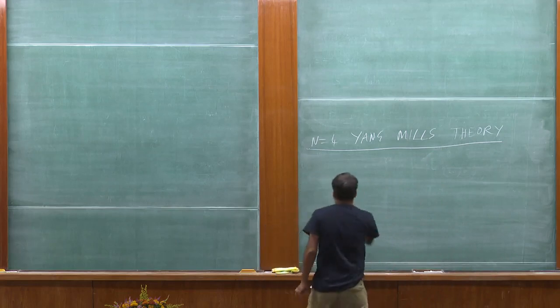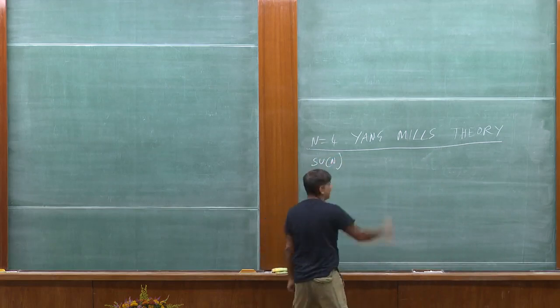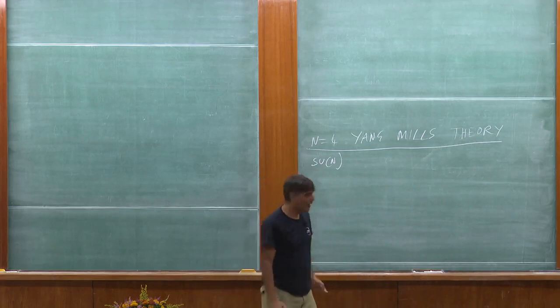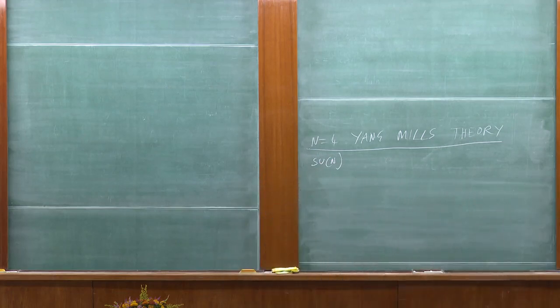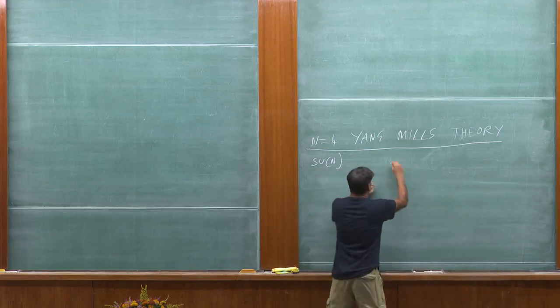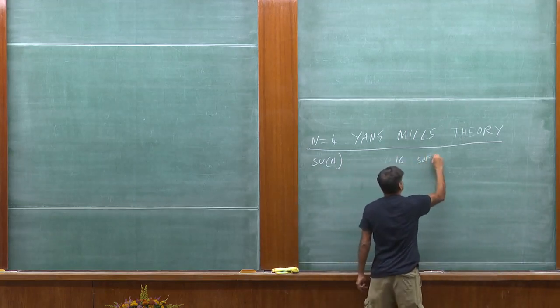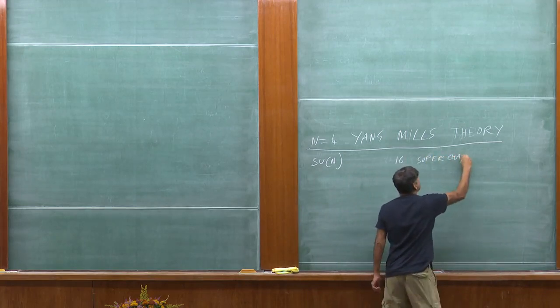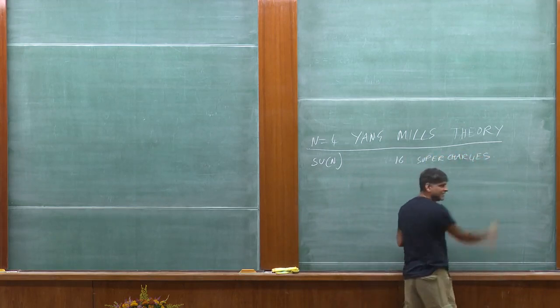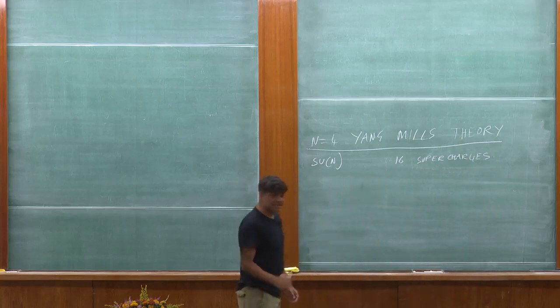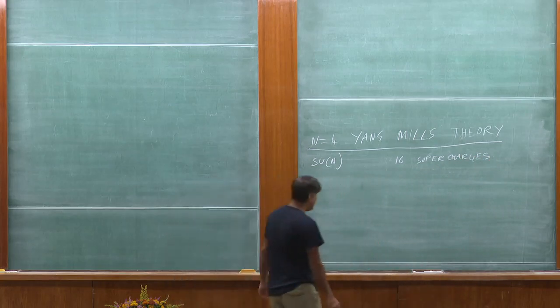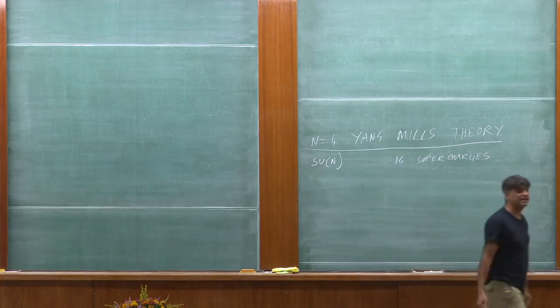Let's take the SU(N) theory. What are the fields of this theory? Well, the fields of this theory all lie in a single multiplet. Do you remember how that went? Do you remember our counting? This theory, in four dimensions, has 16 supercharges, and we're looking for a massless multiplet in a theory with 16 supercharges.